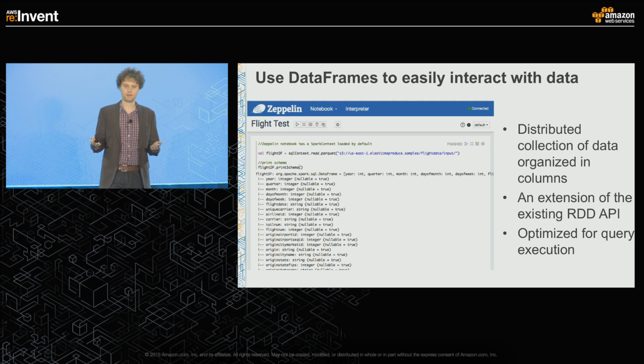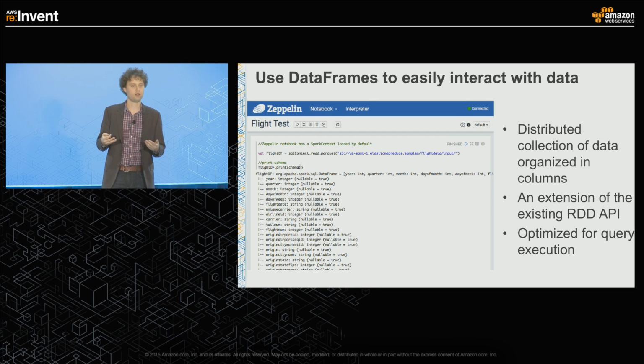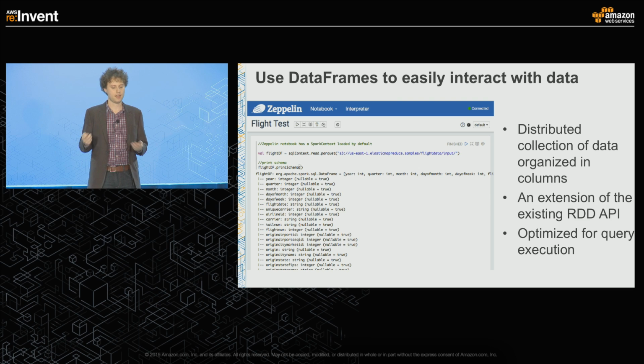So you have data in S3 or an HDFS, and you want to get started and use Spark to process it. So what's the next step you might do? At the core is the Spark DataFrame, which is a distributed collection of data organized in columns, and it's an extension of the RDD API. And it has some optimizations as well that make it very performant to interact with.